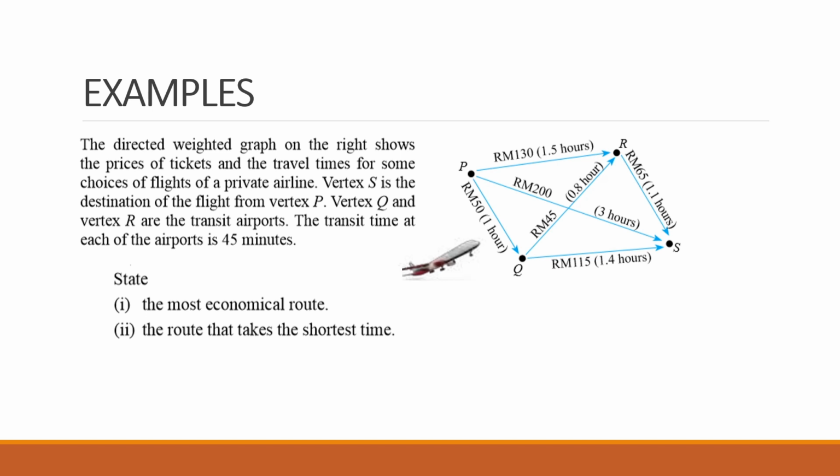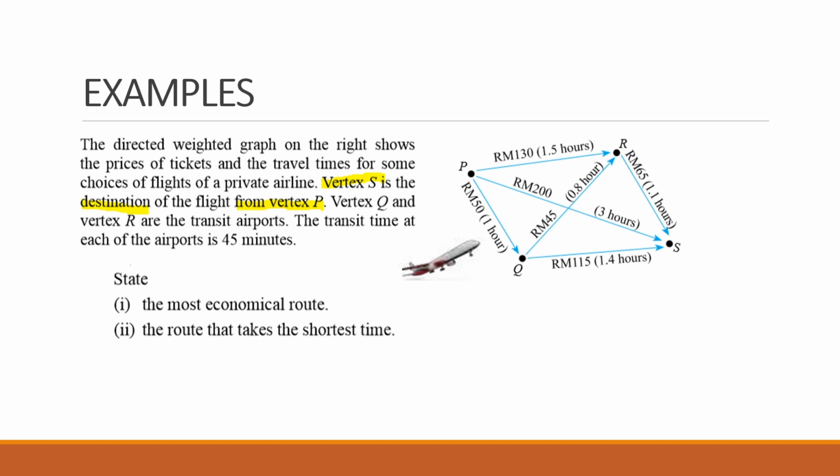Okay, so always remember, if you have problem solving questions, the first step that you have to do is take out all the information given. So the important information here is that vertex S is the destination from vertex P, meaning we have to start from P and end at S. We cannot start from any other point. We have to start from P and the end should be at S.